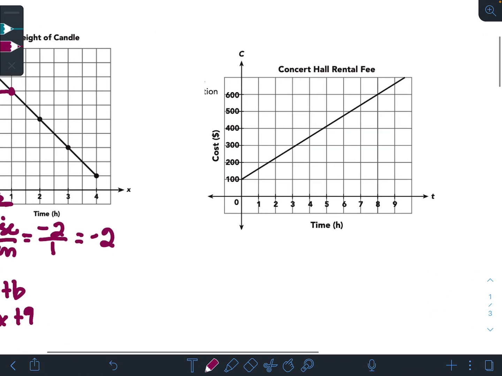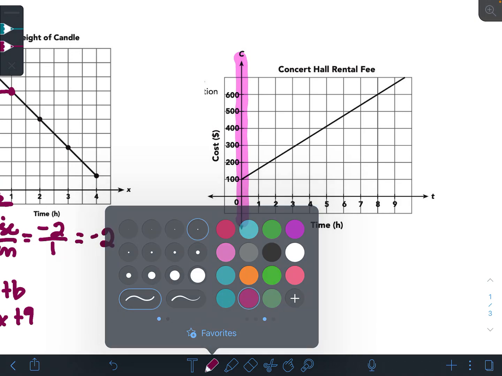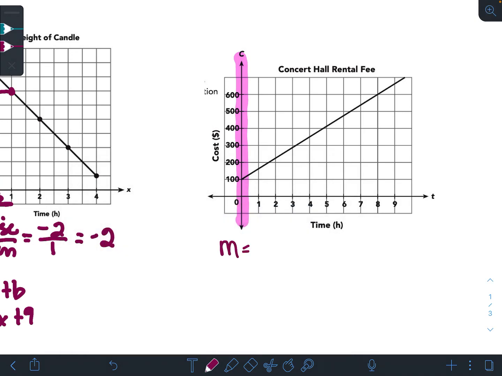Then the next one here, again, I'm going to find my y-intercept because that's the easiest thing to identify. And I have my m again, which is rise over run. I have my b, which is my y-intercept, and that is right here at 100. So I know that there is some fee of $100 to rent out the hall, and then for every hour, I've got to figure out how much it costs. So here is another point that I can easily identify.